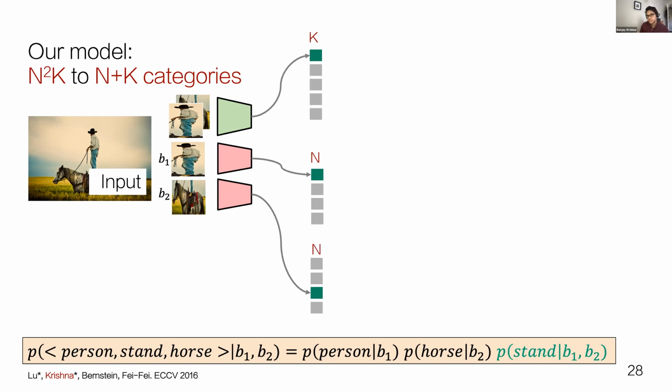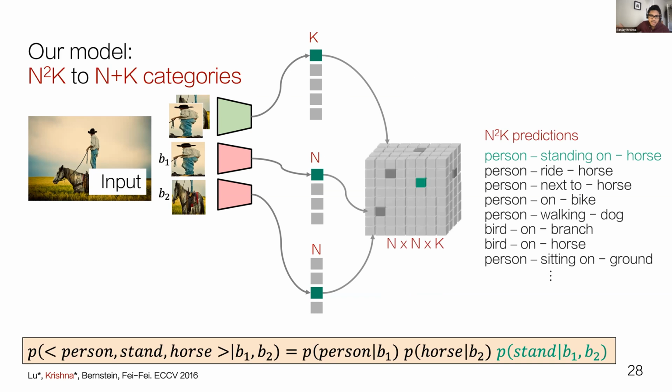And once these relationships and objects are predicted independently, we can combine these individual predictions using a cross product by making a naive Bayes assumption to produce this sort of n squared times k number of predictions. But now we only need n plus k number of categories to train our model.